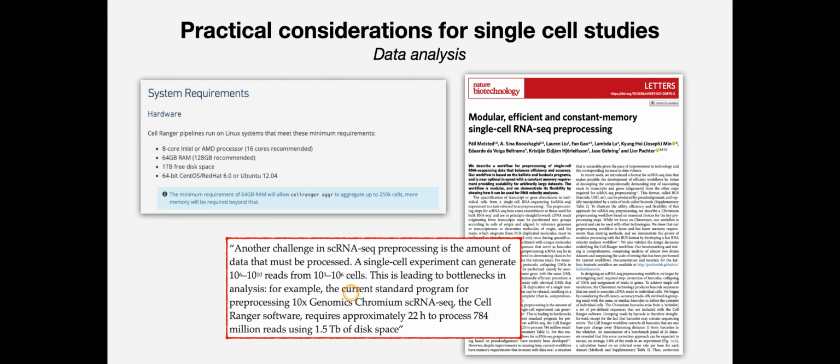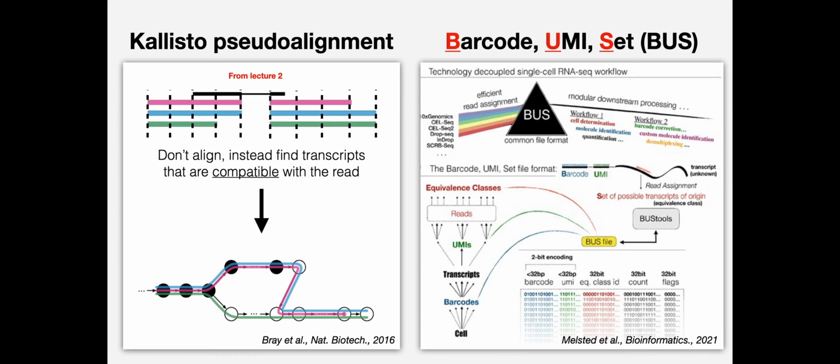For example, the current standard program for preprocessing 10x Genomics Chromium single-cell seq data, the CellRanger software, which I described here, requires approximately 22 hours to process 784 million reads and uses 1.5 terabytes of disk space. Not going to happen on our laptops, folks. So we're not going to use CellRanger. Instead, we'll use the work described in this Nature Biotech paper. And that work really is an extension of Callisto.